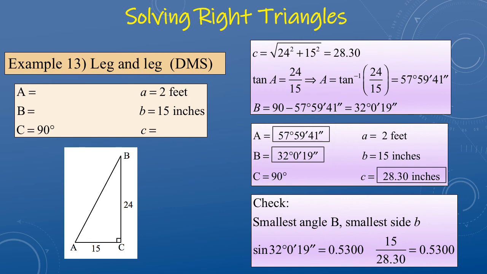To check, we'll work with angle B and realize that that is the smallest angle and it's opposite the smallest side. Working with angle B, we know the opposite, and we have found the hypotenuse, and therefore we will set up the relationship that sine of 32 degrees, 0 minutes, 19 seconds turns out to be 0.5300, and 15 over 28.30 is also 0.5300.